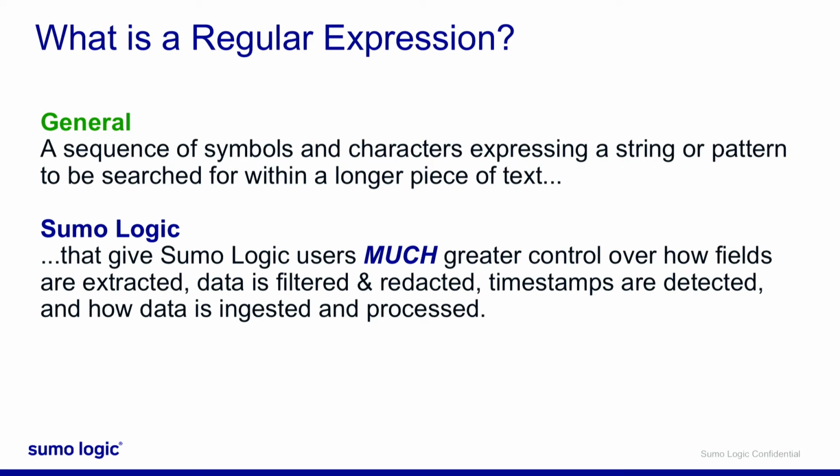So what is it? I said I was going to start with the fundamentals, and we're going to build our way up. It's a sequence of symbols and characters expressing a string or pattern to be searched for within a longer piece of text. Now that's just the general explanation. But how it applies to you as Sumo users: control. This will allow you greater degrees of control and flexibility in how you configure and how you use the platform. And I'm going to touch on all of those components.